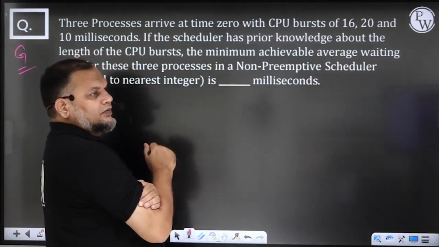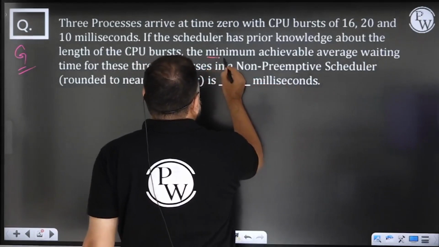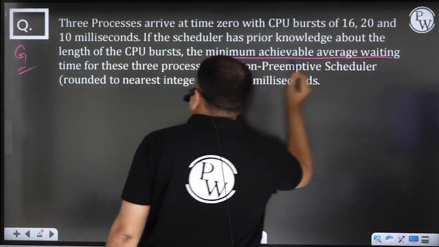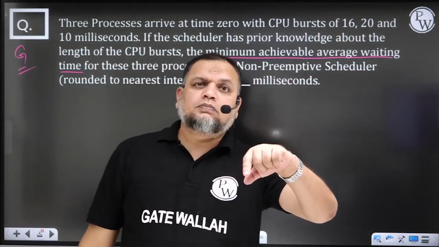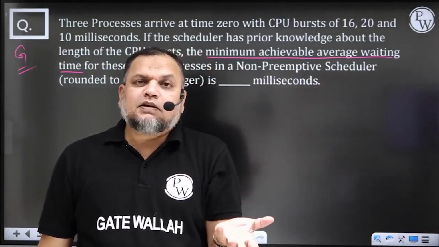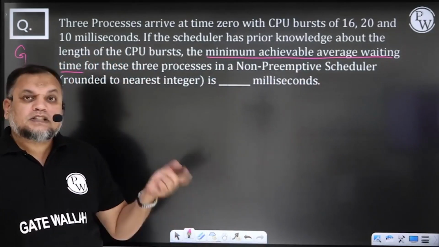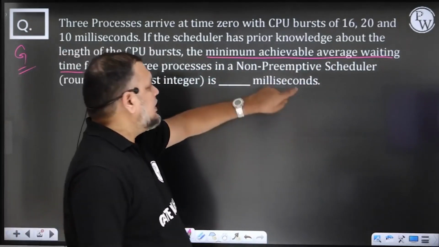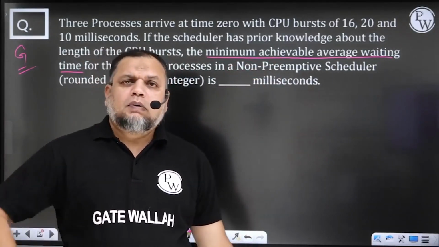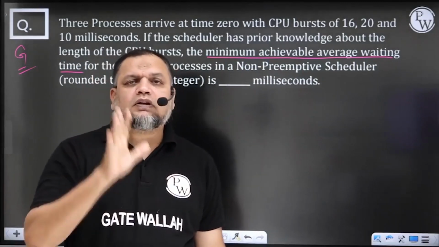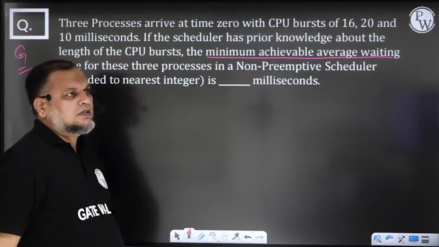FCFS is also non-preemptive. Here they want minimum average waiting time. This is the hint, the answer lies here. It is not that it is non-preemptive, so you have to apply SJF. FCFS is also non-preemptive, am I right? We apply SJF, because SJF has the characteristic that it will give you minimum average waiting time. Among all the scheduling techniques, the technique that gives you minimum average waiting time is SJF. It is the optimal algorithm, so that's why we have to apply SJF.